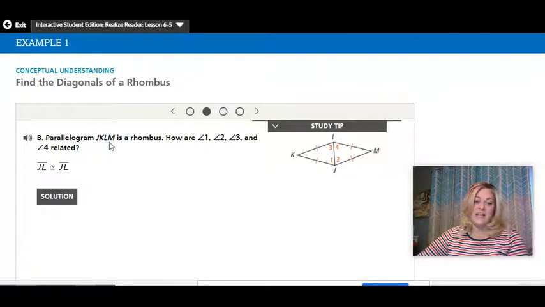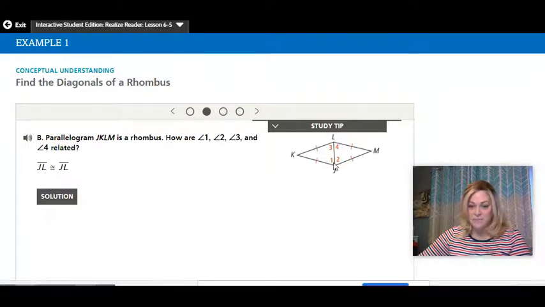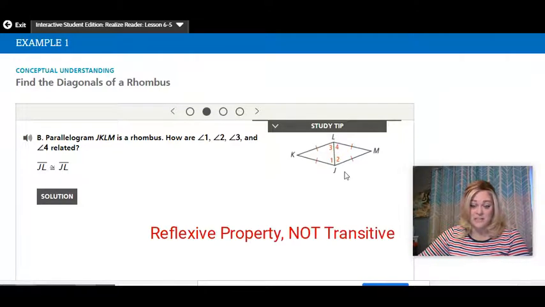Parallelogram JKLM is a rhombus. So again, another rhombus. How are angles 1, 2, 3, and 4 related? And it tells you, remember, JL is congruent to JL. JL is this side that they're sharing. So by the transitive property, JL is the same as JL.